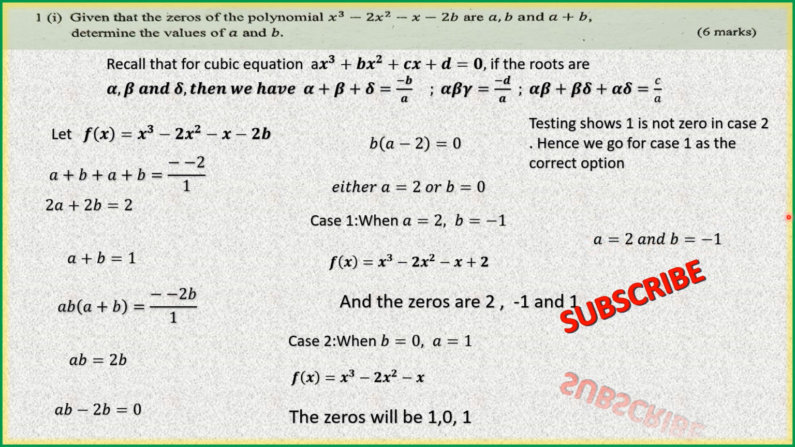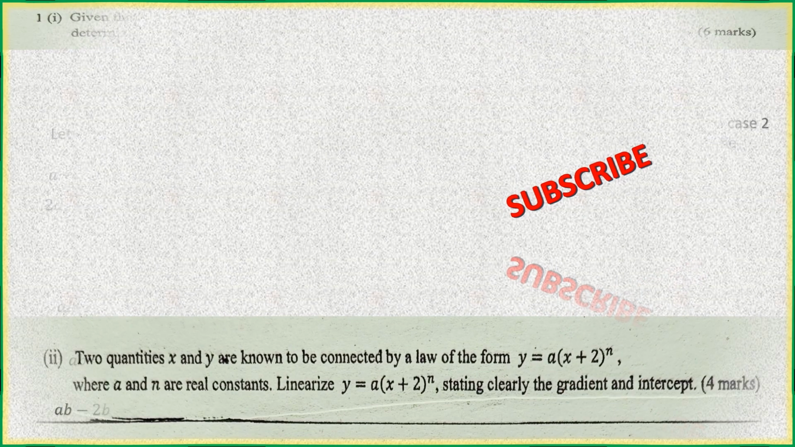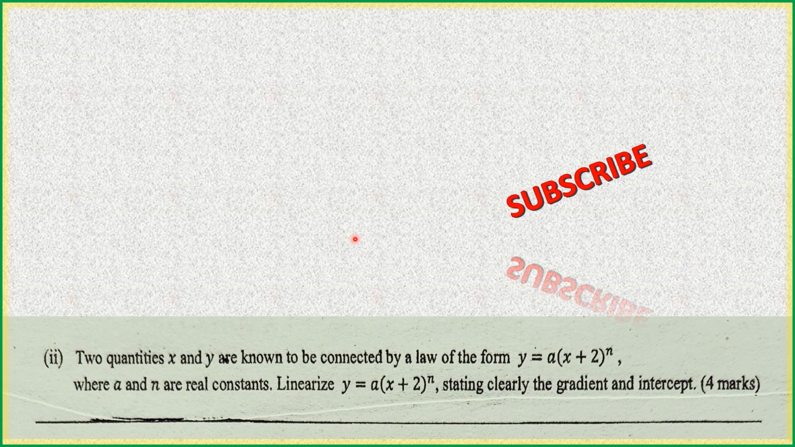Now that is all you need to do for question 1. So let's get to question number 2, Roman numeral 2 of the problem. You are given two quantities x and y, and you are told that they are related by a law of this form. We are asked to linearize this relation and state the gradient and the intercepts.